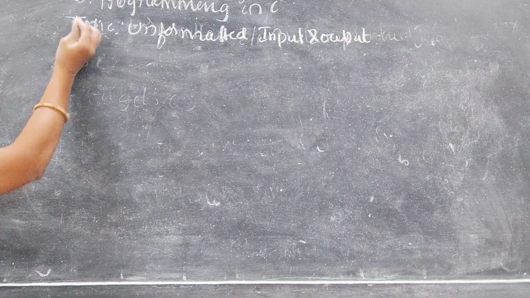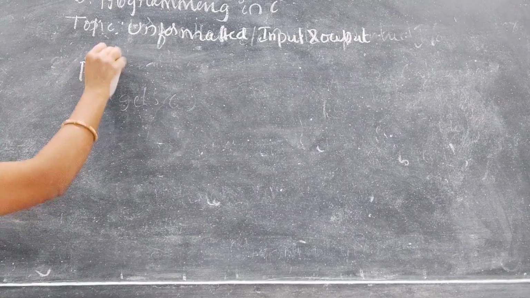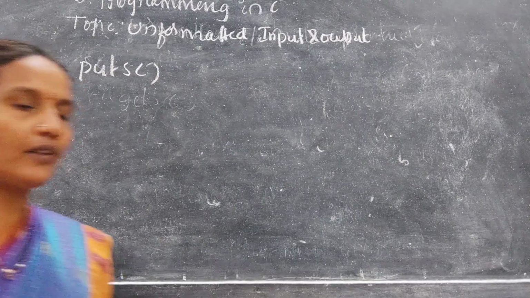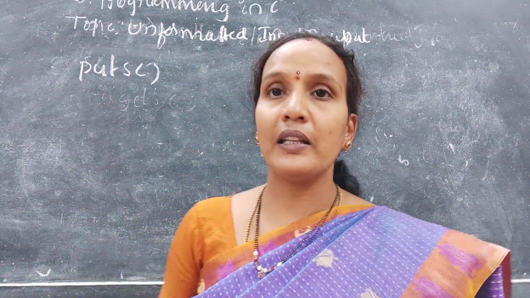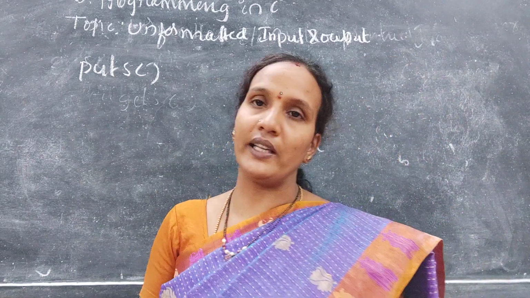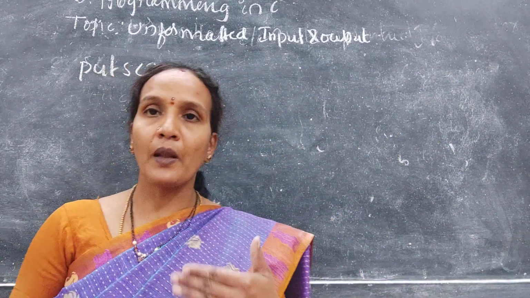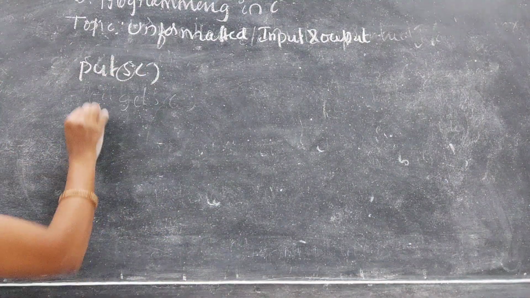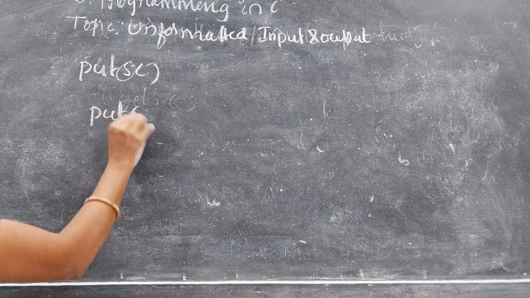For the two functions we'll write only one example program. puts: whatever string you have taken using the gets function, that string is printed on the output screen by using the puts function. puts means put a string, here s stands for string. So whatever string is there, that you have to give.